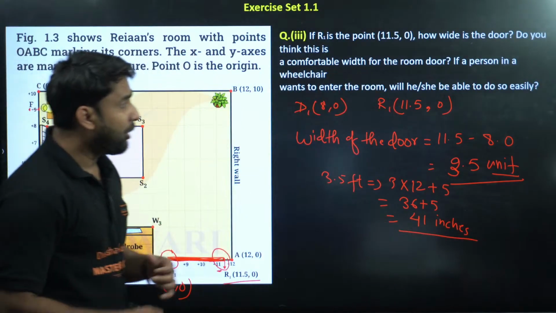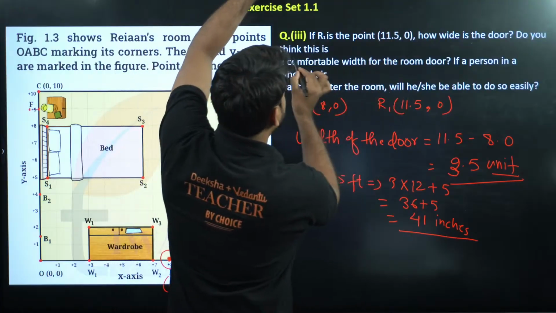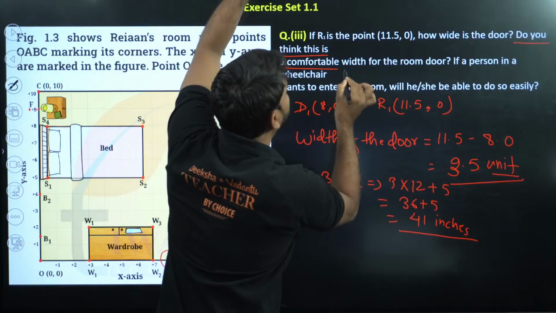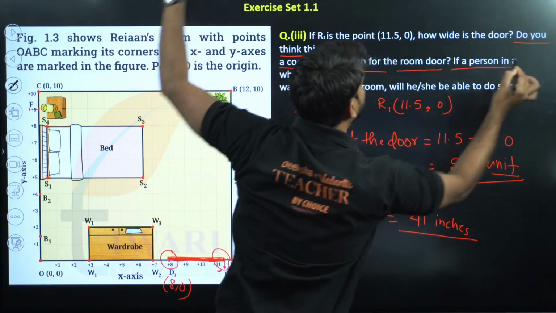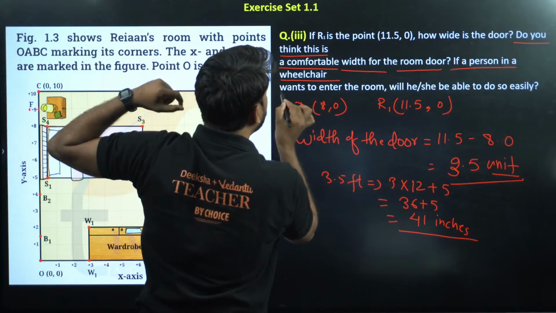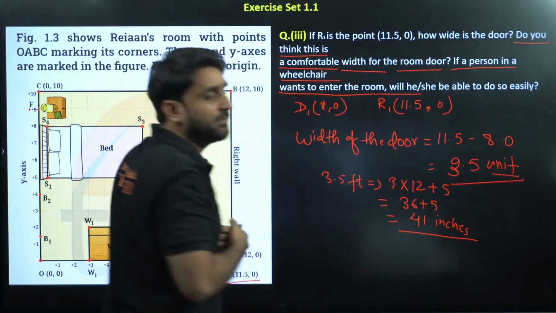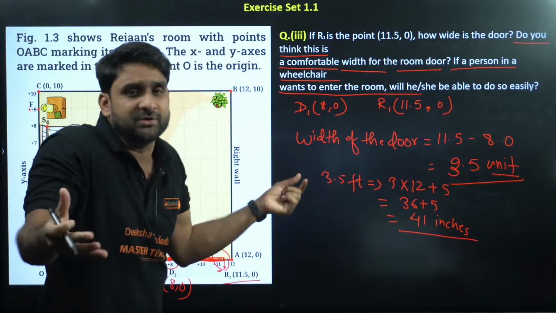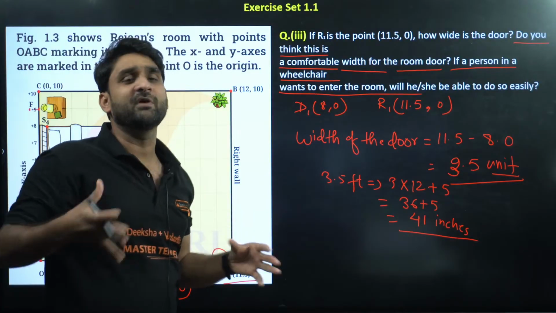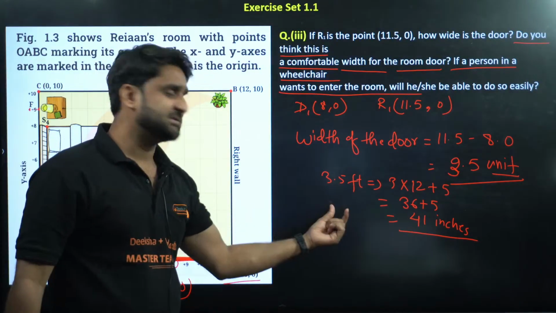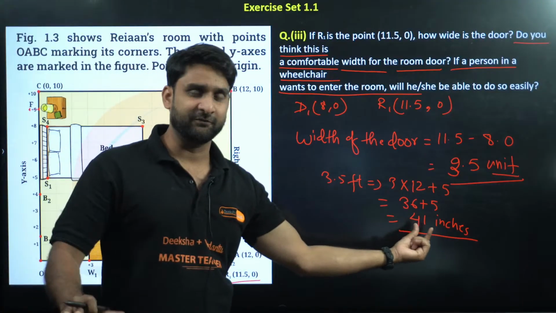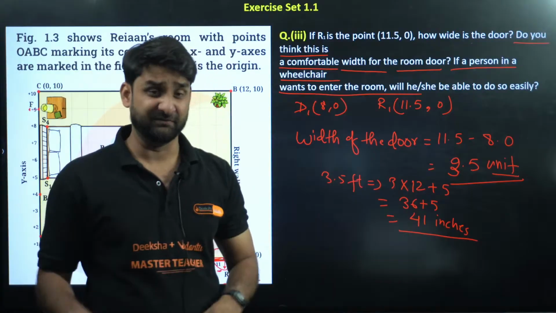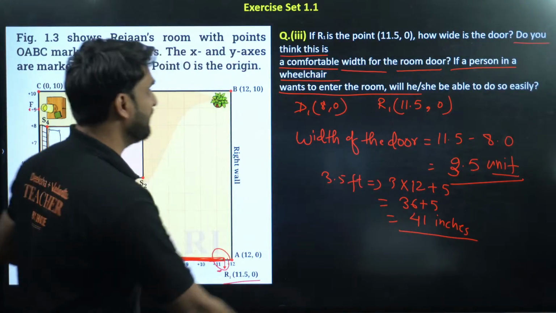And the question is, do you think this is a comfortable width for the room door if a person in a wheelchair wants to enter the room? Now this question is based on your general knowledge. If you know the standard width of a wheelchair, then only you can answer whether this width is enough for the wheelchair to enter and exit comfortably from this door. So let me give you information.